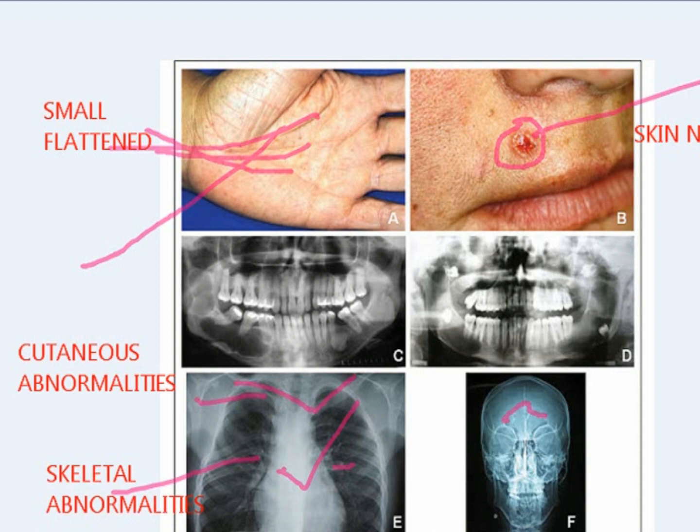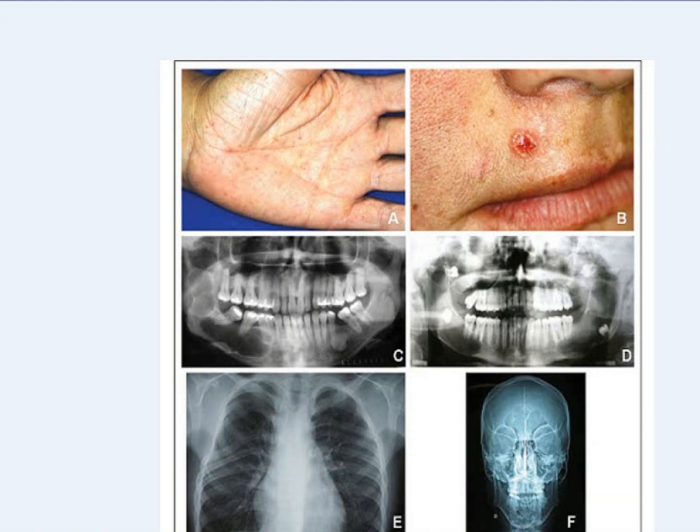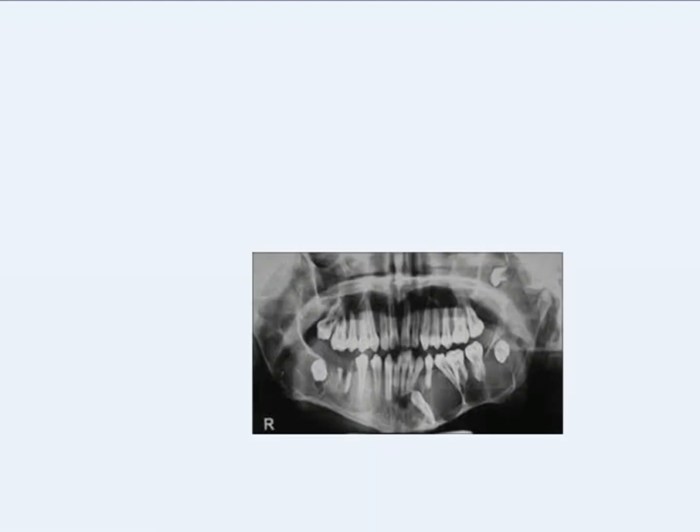You can clearly see these calcifications of the falx cerebri. These are the skull features. There is frontal and temporoparietal bossing that results in increased head circumference. Neurological abnormalities include mental retardation and calcification of the falx cerebri as mentioned.